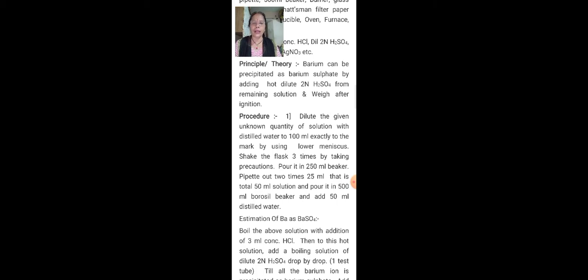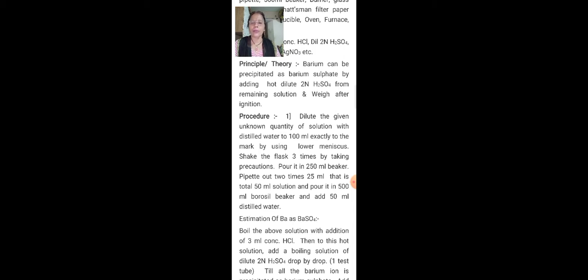Again we add 50 ml extra to make it 100 ml. That is 50 ml distilled water, taken as 25 ml by the 25 ml pipette two times. So the total solution in our beaker becomes 100 ml in a 500 ml beaker. Now this is the first and very careful step of the gravimetric estimation, that we have to dilute the solution to exactly 100 ml using the meniscus.